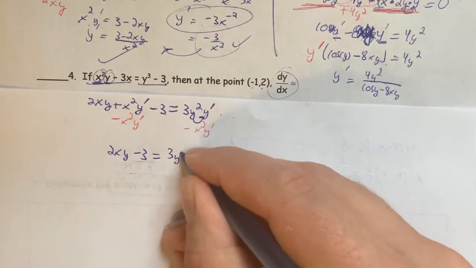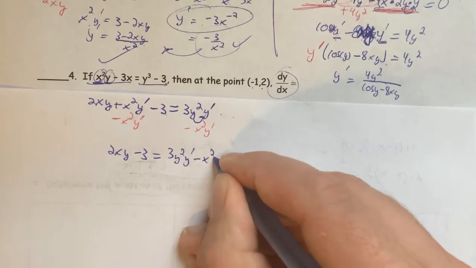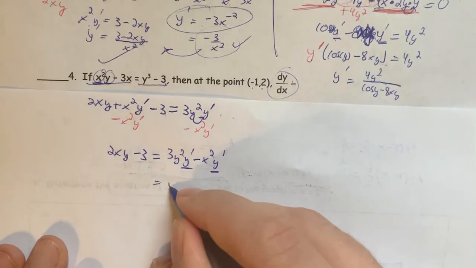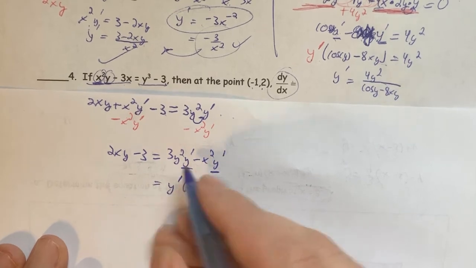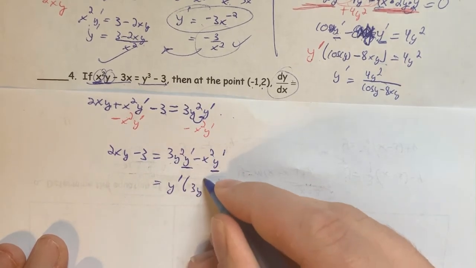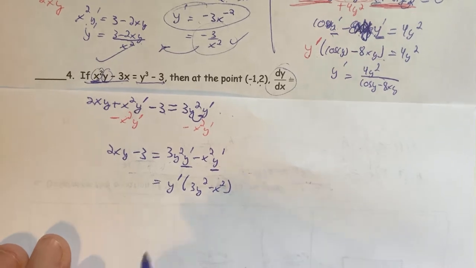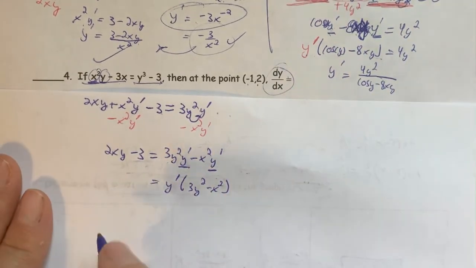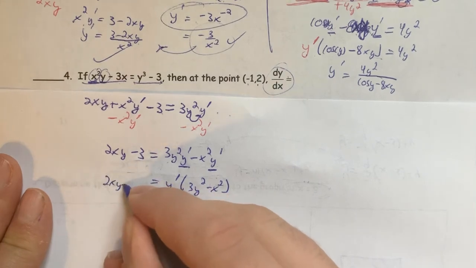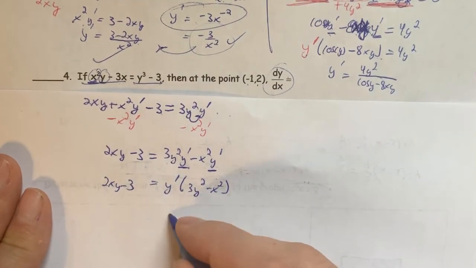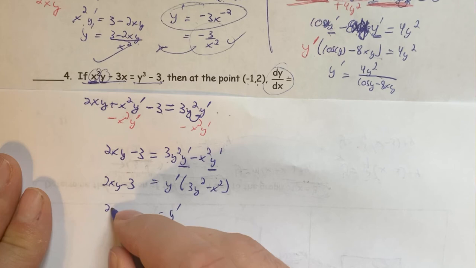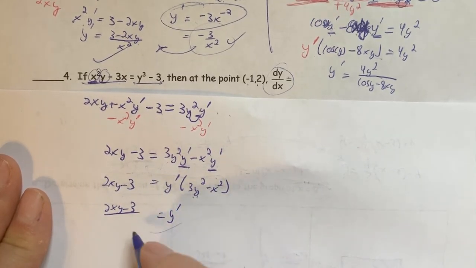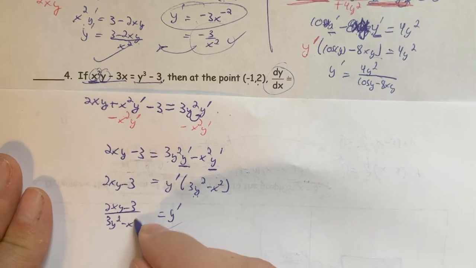So we have 3y squared y prime minus x squared y prime. Because these both have a y prime, we can factor out the y prime. What's left over is 3y squared minus x squared. A lot of people will, at this point, just say, okay, I know y prime, I'm just going to divide by these. So 2xy minus 3. People start skipping a lot of steps in this, and that's okay. 2xy minus 3, we need to divide by what was multiplying y prime to get it by itself: 3y squared minus x squared.